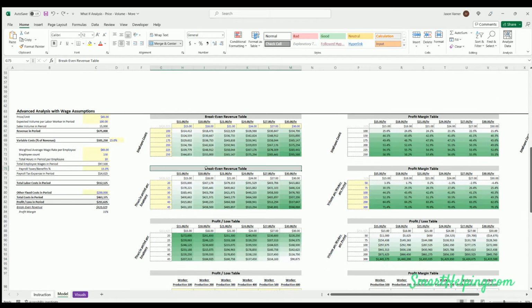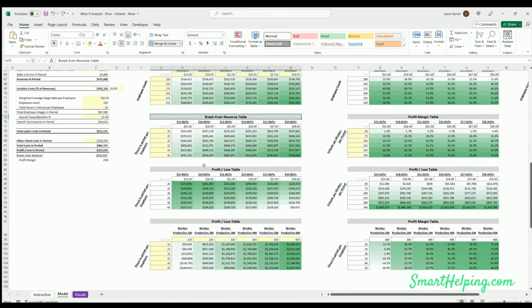Okay, this break-even table's hours. Oh, I talked about this one, hours and period. Profit and loss table, this is hours and period and wage rate, and then the profit and loss. And again, if your workers are working more and paid higher, you're going to have a lower P&L.